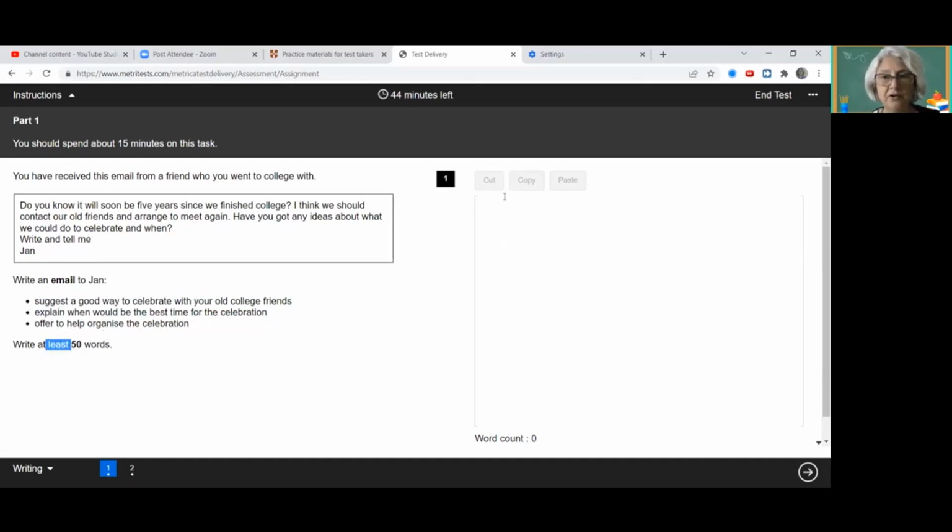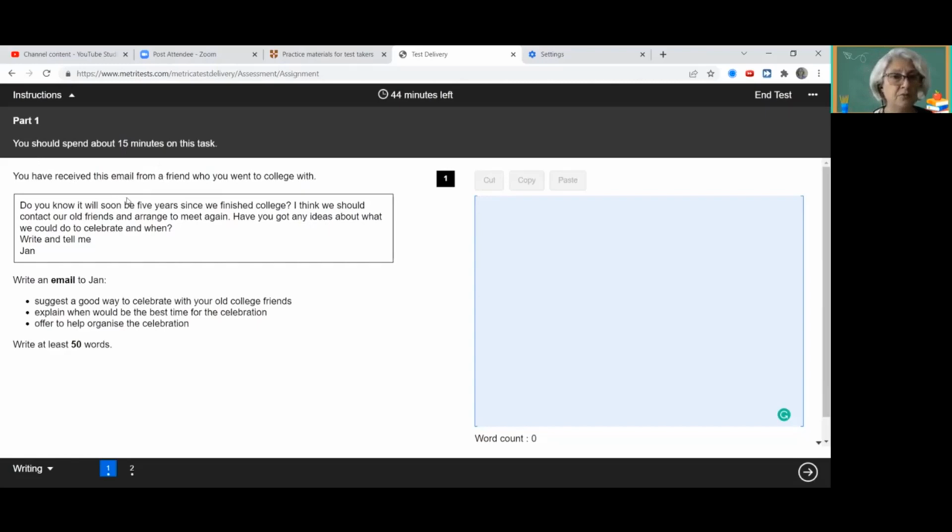And what you can do here, you notice how it has copy and paste. You can open up a Word document if you want, or you could simply use a paper and pen and start writing down your ideas, noticing again the keywords. It's a friend. So if it's a friend, that means, are you going to use formal language? No, you need to use informal language.